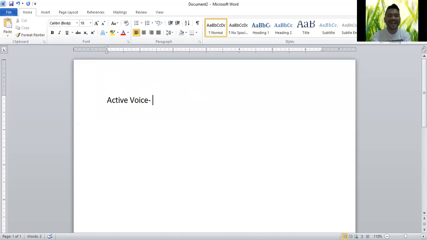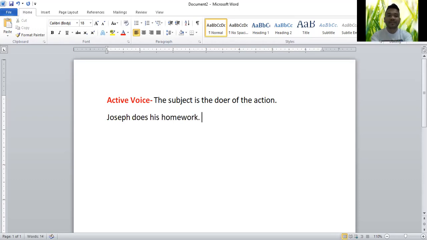We learned this one before when we were in elementary, but we forgot. When we say active voice, the subject is the doer of the action. Take note of that. Active voice, the subject is the doer of the action, like the normal sentence. Again, the subject is the one who performs the action. Say, for example, Joseph does his homework. This sentence belongs to active voice.